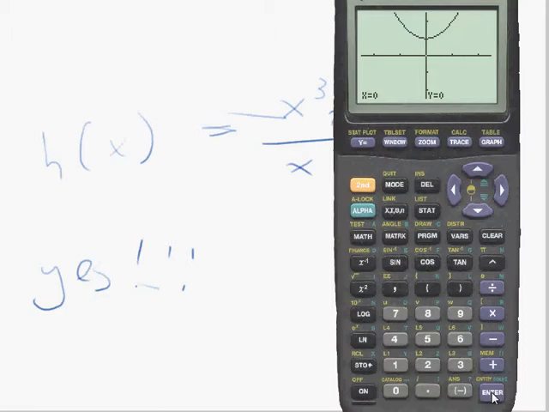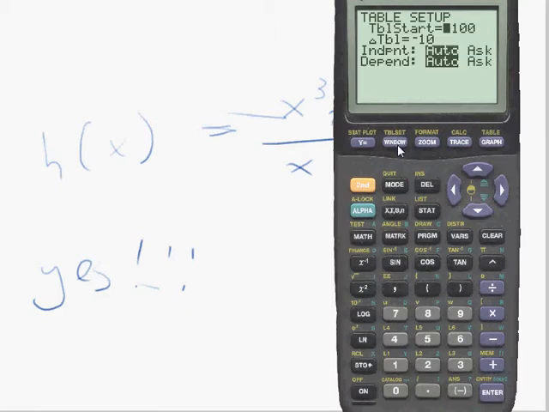Hit second, and window. This is going to allow us to set up a table so that we can see a table of values for this particular function right near 0. So we want to start the table just to the left of 0. It doesn't matter where we end it. So start that at, let's say, negative 0.1. The delta table is telling you what size increments you want, so set that to 0.01.